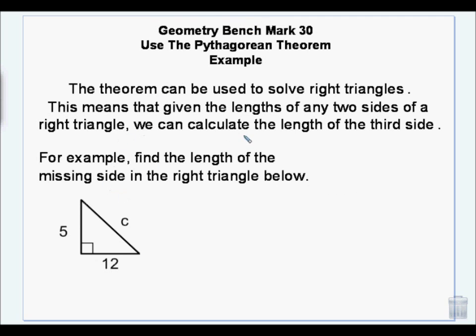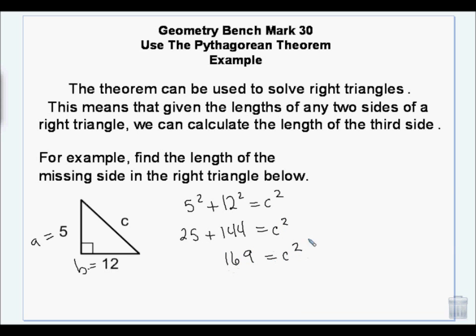We can use the theorem to find missing lengths, okay? I have 5 and 12 and C. Doesn't matter which one I say is A and B. So I have 5 squared plus 12 squared is equal to C squared. 25 plus 144 is equal to C squared. So 169 is equal to C squared. And then I take the square root of each side, and C is 13.